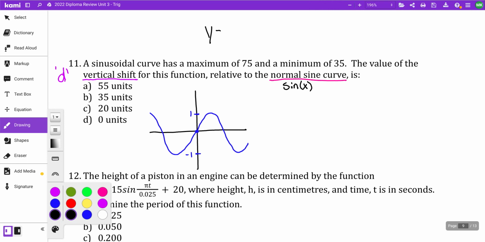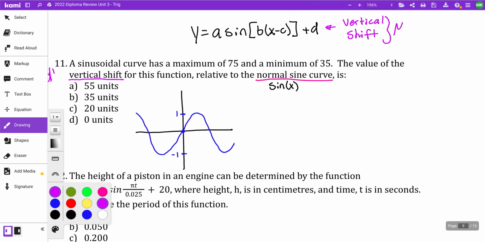We think about a sinusoidal function like this. Right, vertical shift, this value. Vertical shift. Perfect, so you just have to find the d value. To find the d value, that's also called the midline.